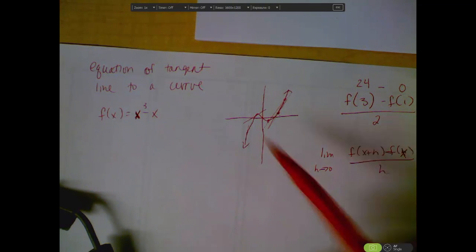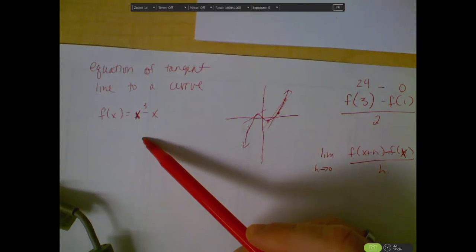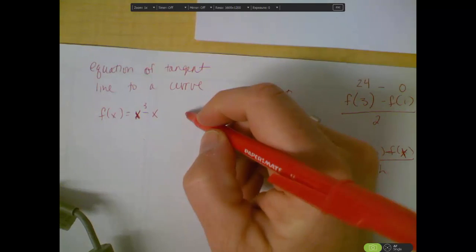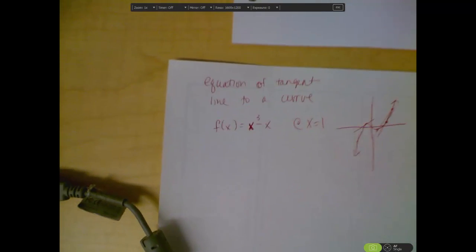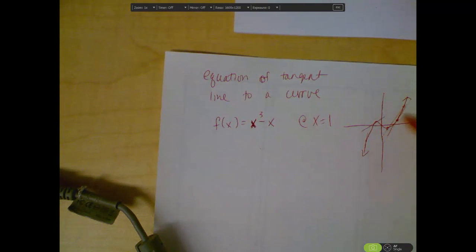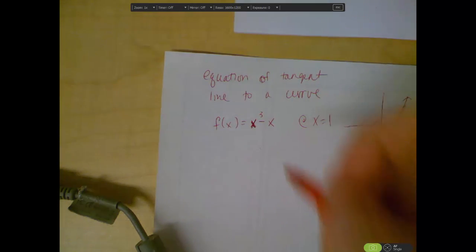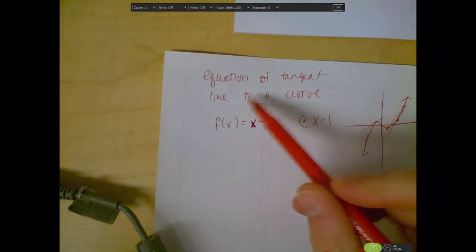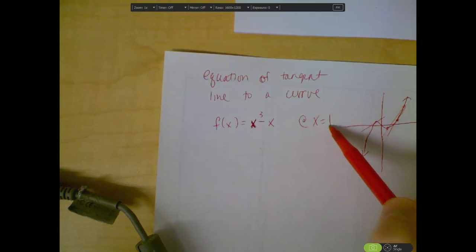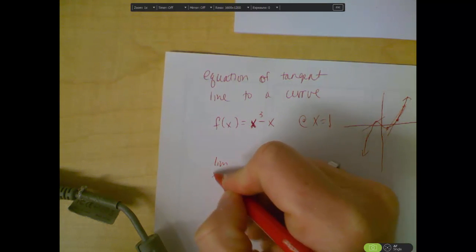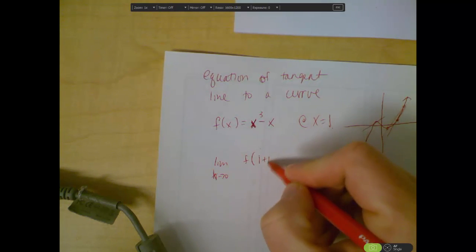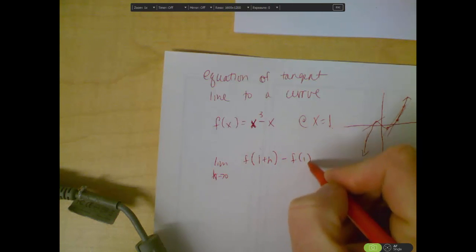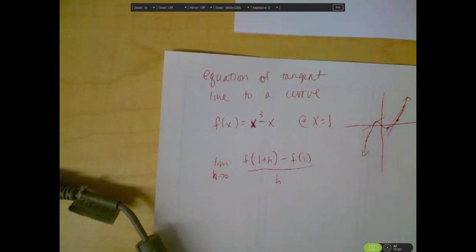Okay, so let's use this curve and let's find the instantaneous rate of change at x equals 1. So we're going to use the difference quotient. Remember, instantaneous rate of change is the slope of the tangent. So I want to find the equation of the tangent to this curve at x equals 1. So I'm going to say the limit as h approaches 0 of f of, I'm going to use 1 for x, minus f of 1 all over h.